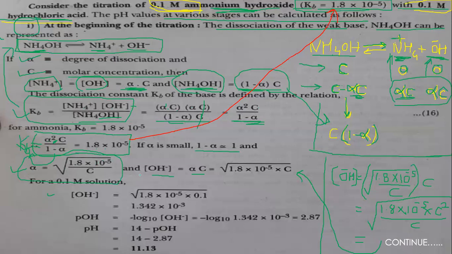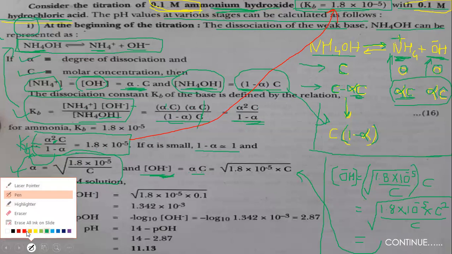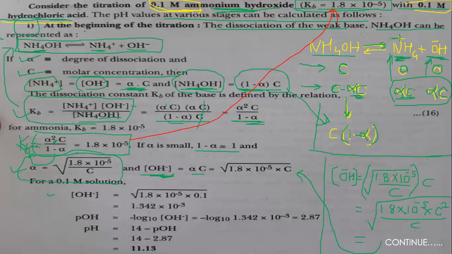So now here OH minus ion, its concentration is alpha into C. Now alpha, what is alpha? You have the value of alpha. See here, OH minus is equal to 1.8 into 10 raised to minus 5 upon C, whole value is there in the square root. So this is the value of alpha. So alpha into C, into C. So what is this? This is under the square root.